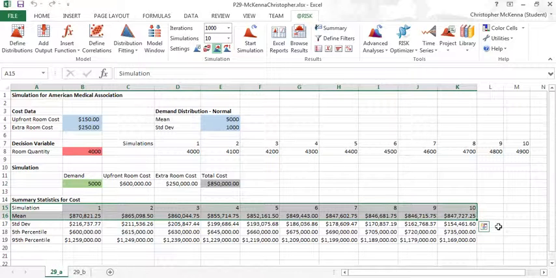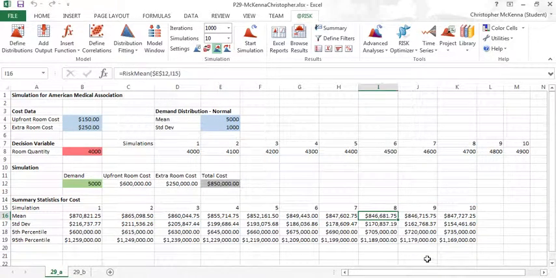So what we want to see here is the lowest total cost, and that will help us determine how many rooms we should order now. And as we can see here, we start out very high at $870,000 when we're only booking 4,000 rooms, and it's continually decreasing, right? Until we get to simulation 8 here, which equates to 4,700 rooms booked, and that has an average total cost of $846,000 and some change.